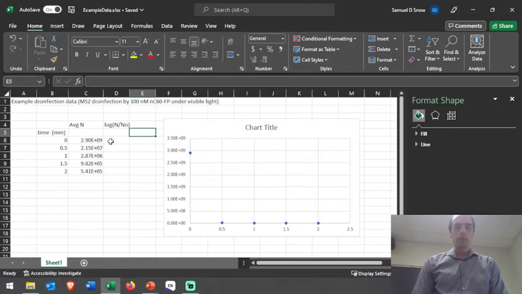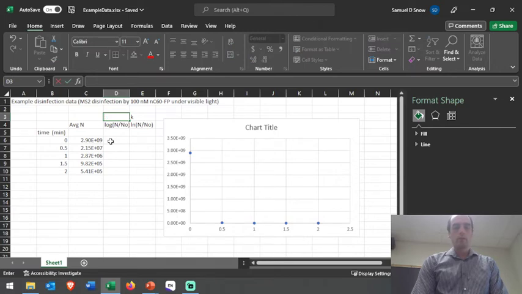So we'll do, we'll say the natural log of N over N naught. That'll give us the actual k value. So this is the k. This one will be log.